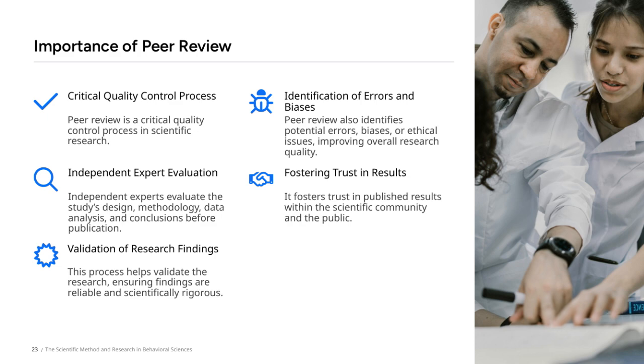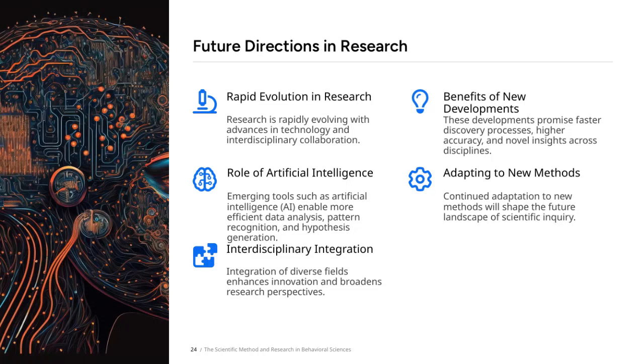Additionally, peer review plays a crucial role in identifying any errors, biases, or ethical concerns that might be present, which ultimately improves the overall quality of the research. By going through this rigorous process, we build trust in the published results, both within the scientific community and among the public. Research is evolving at an unprecedented pace, driven by technological advances and increased collaboration across disciplines.